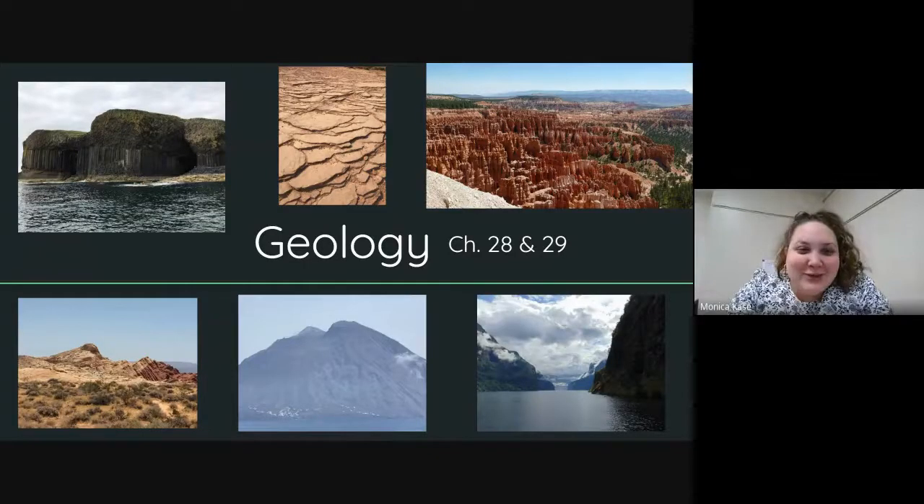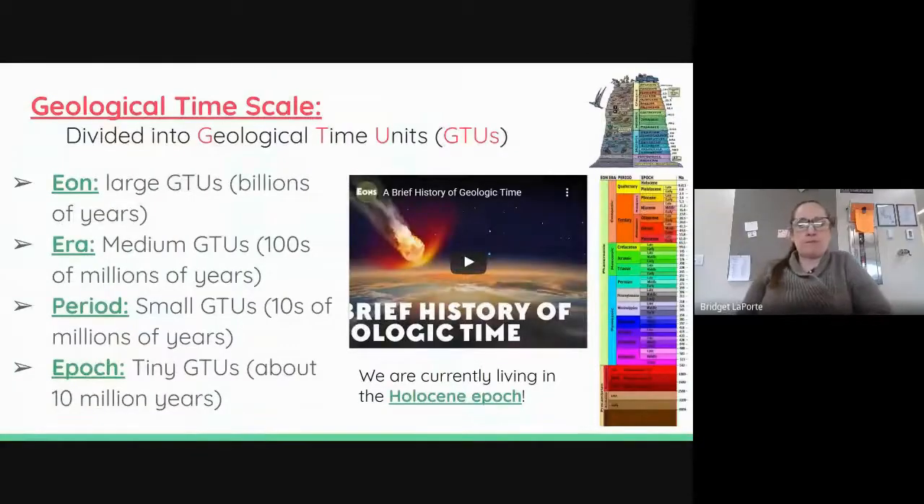This is our Unit 11, Understanding Earth and our Geology. Alrighty, peeps. So as we talked about before break, we looked at the geological time scale.